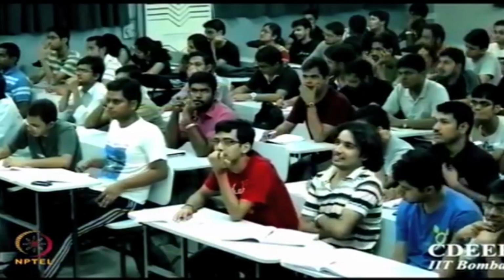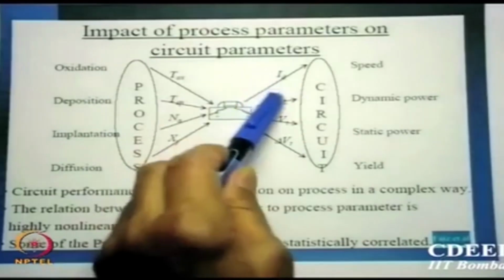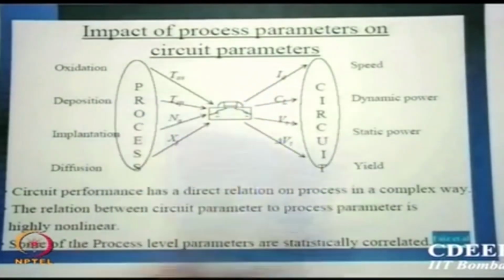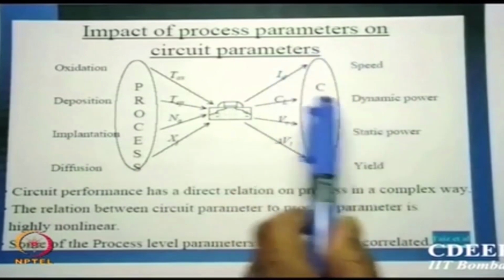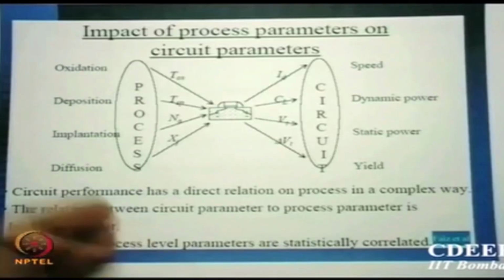So if you look at the impact of process parameters on the circuit, as I already said: current, capacitance, threshold, variation in threshold. They may change speed, dynamic power, static power, and the worst is the yield. What is yield? I decide this is the minimum spec I will expect, okay. Anything that goes beyond that, that chip is not up to the mark, so that chip is wasted. So we say yield. At the end, if you find your yield going below 50%, the whole process is of no use, okay.